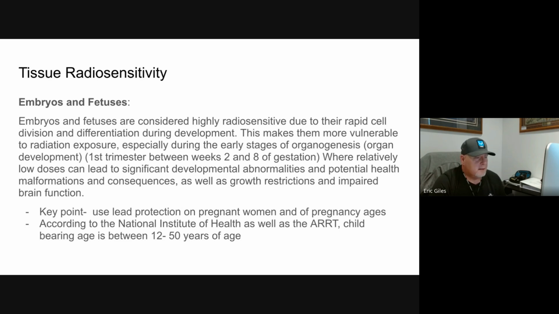Okay, according to the National Institute of Health, as well as the ARRT, which is the American Registry of Radiologic Technologists, childbearing ages between 12 and 50. And we're going to hear different things, 9 to 55, but as a rule of thumb, 12 to 50. That's what the National Health Institute says, as well as the ARRT. So any testing questions, it's going to be 12 to 50.